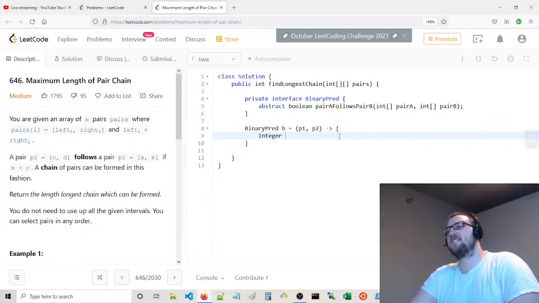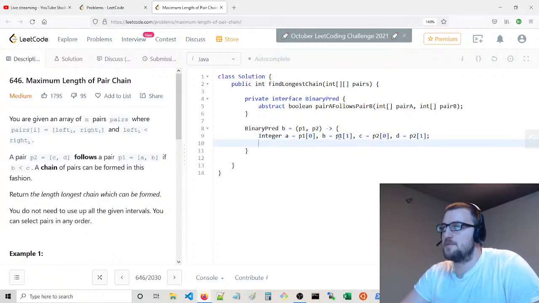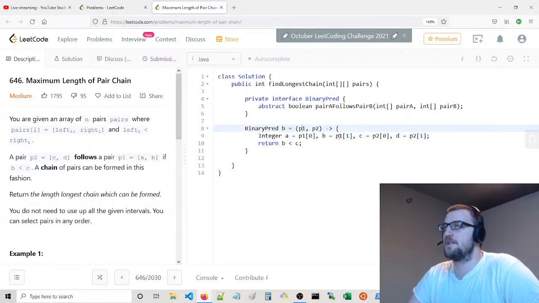I guess you just do this. I don't know if P was the best symbol to pick for that. It's something like this that we want, and then we would say return as A, B, C, D. We want B less than C. I think that's simple. Binary predicate.